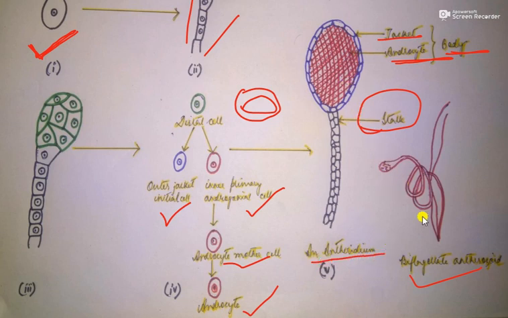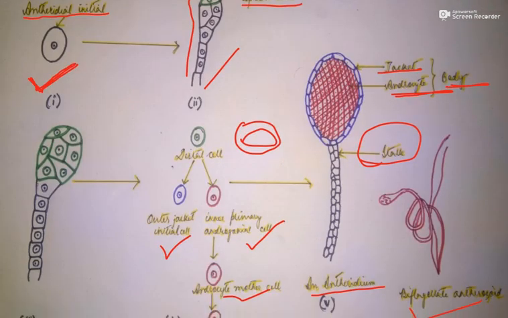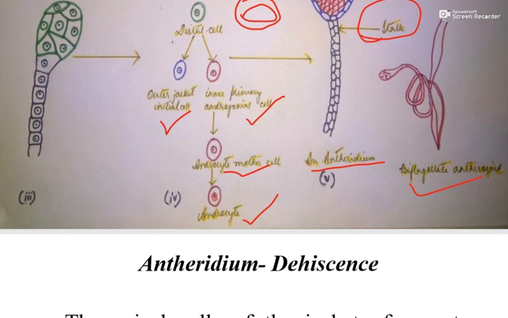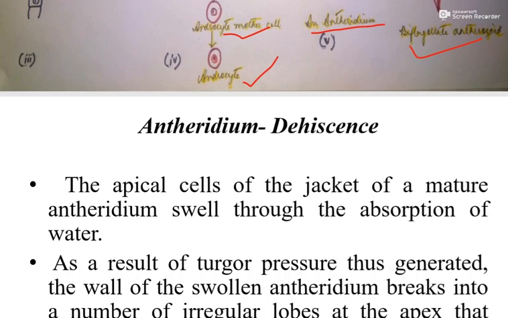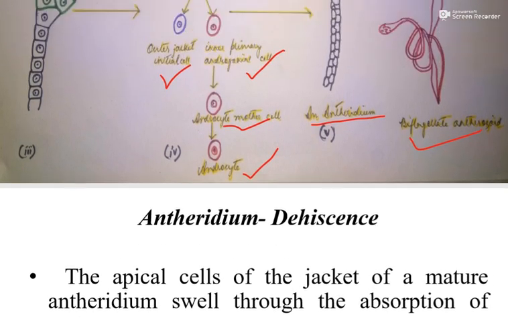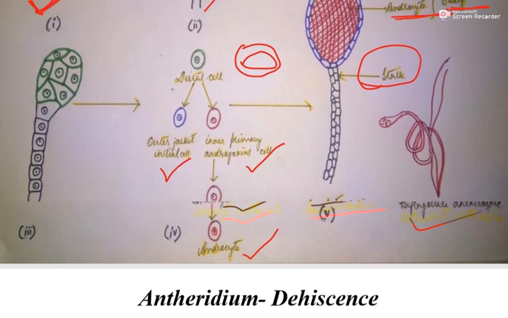Each of the androcytes will later metamorphose into a biflagellate antherozoid. So this was about the development of antheridium in sphagnum. Now let's see the dehiscence of antheridium. How does the antheridium dehisce, or liberate the antherozoids?